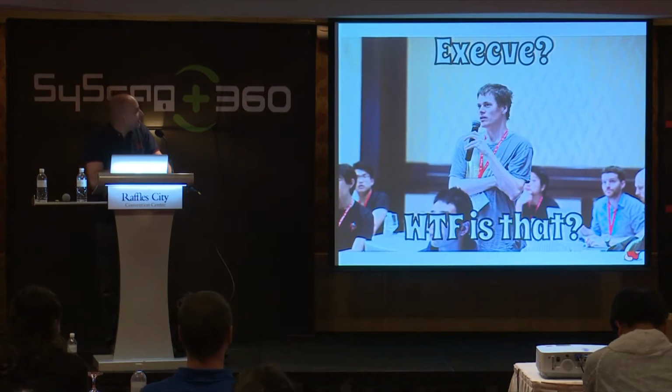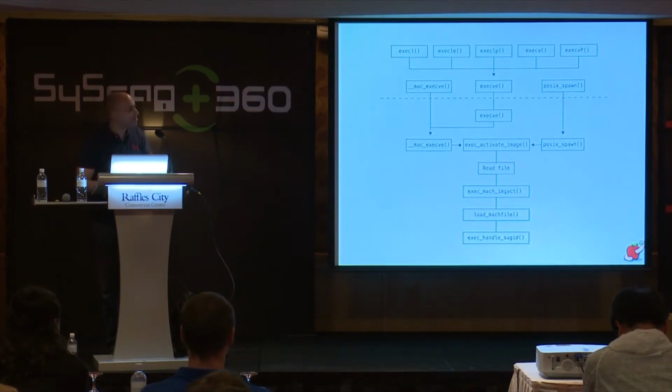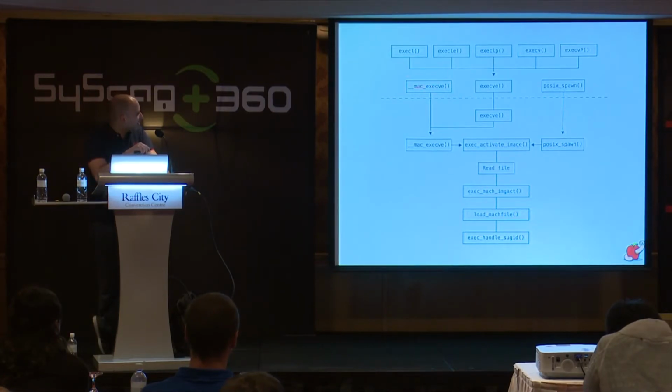Next step is Execve, where the bug is located. Someone in the chat is asking what the hell is Execve. I'm pretty sure he knows. This is a diagram of Execve and all the variants you have on macOS. You have a few. You can also call this one Mach Execve, which is another subset, and this is also POSIX, which exists in Linux and so on.